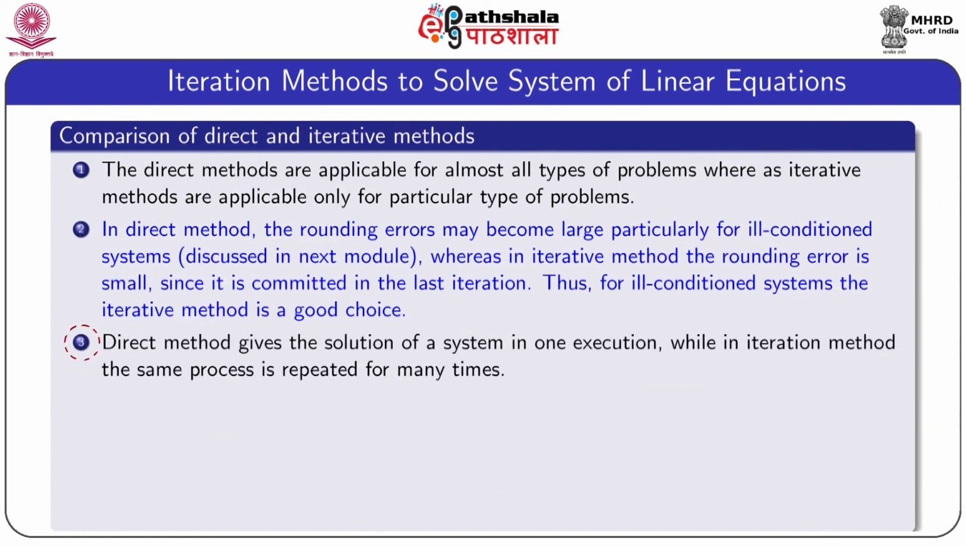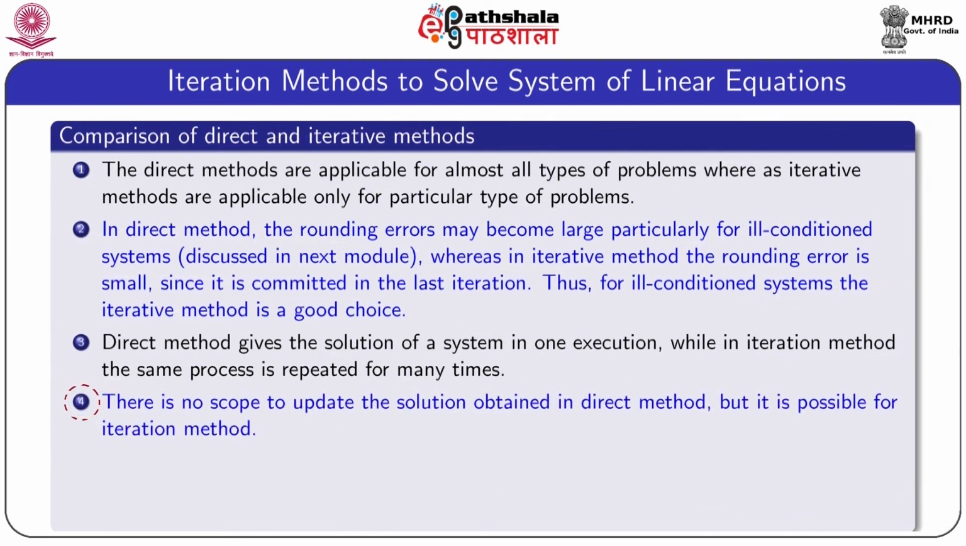Direct methods give the solution of a system of equations in one execution, while the iteration method is repeated many times to get the convergent solution. There is no scope to update the solution obtained in direct methods, but it is possible for iteration methods. In the iteration method, in each iteration we update the approximate solution to get a better result. So, there is scope to update the solution in the iteration method.